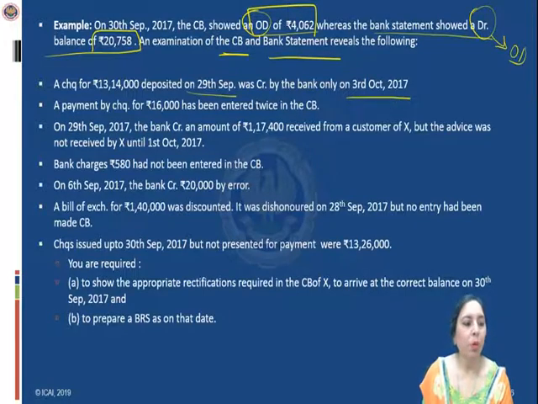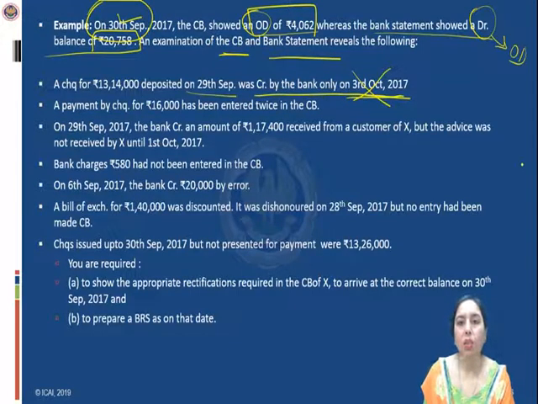So since we have to prepare the BRS on 30th September, whatever has been done after the BRS date will be ignored. You have to remember that beyond the bank reconciliation date or last date of your consideration, if something happens, some action has been taken by any of the parties, either bank or cash book, that is to be ignored or assumed as not having taken place and given no effect in the BRS.